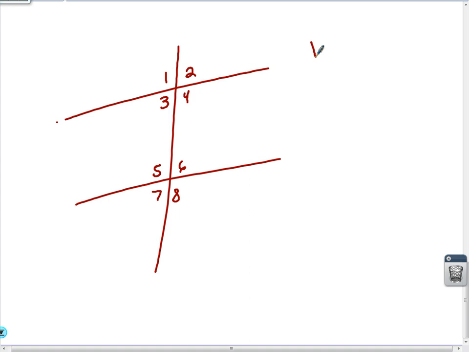If I ask you for alternate interior angles, first off, you need to remember what interior is and alternate is. Alternate interior would be 3 and 6, 5 and 4. Alternate interior. Let's go to alternate exterior. Ethan, help me with it. Alternate exterior. 1's on the exterior. What's alternate exterior with 1? 1 and 8. Good job, Ethan. What about 2? 2 and 7. Those are alternate exterior.